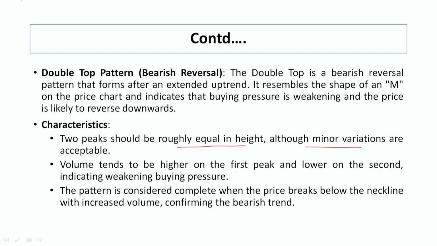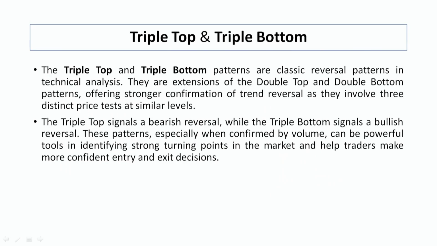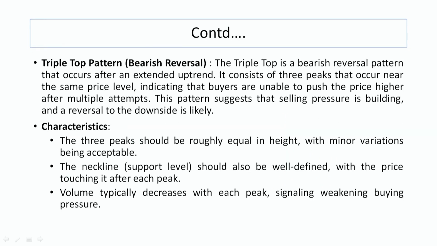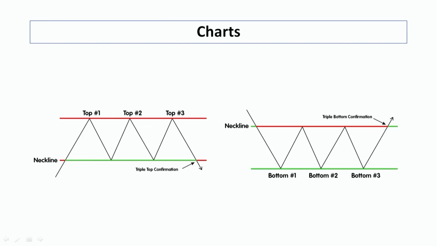So, on the basis of this double bottom and double top, we can identify trend reversal patterns. Double bottom suggests that there is a bullish reversal and double top suggests that there is a bearish reversal pattern. Now come to triple top and triple bottom. Similar to the previous one, we have to identify these types of situations.